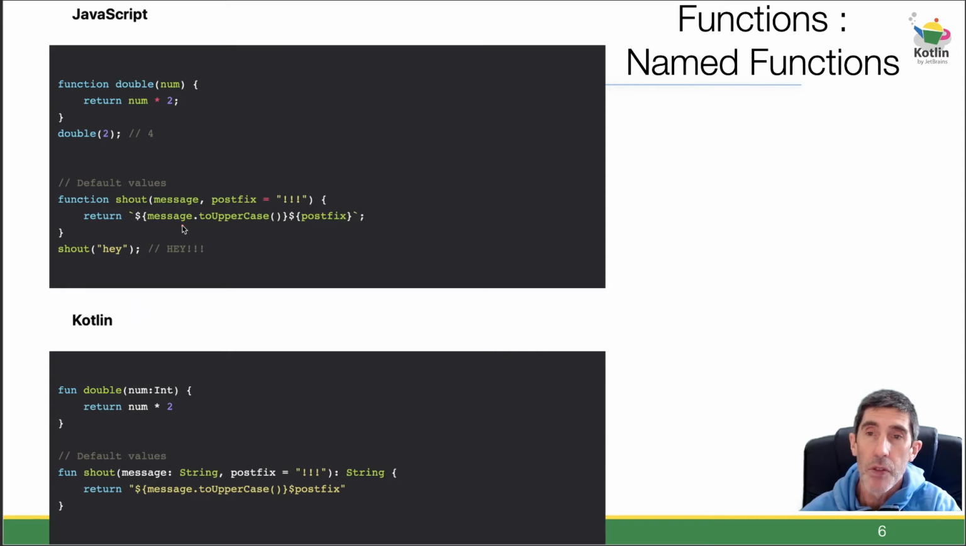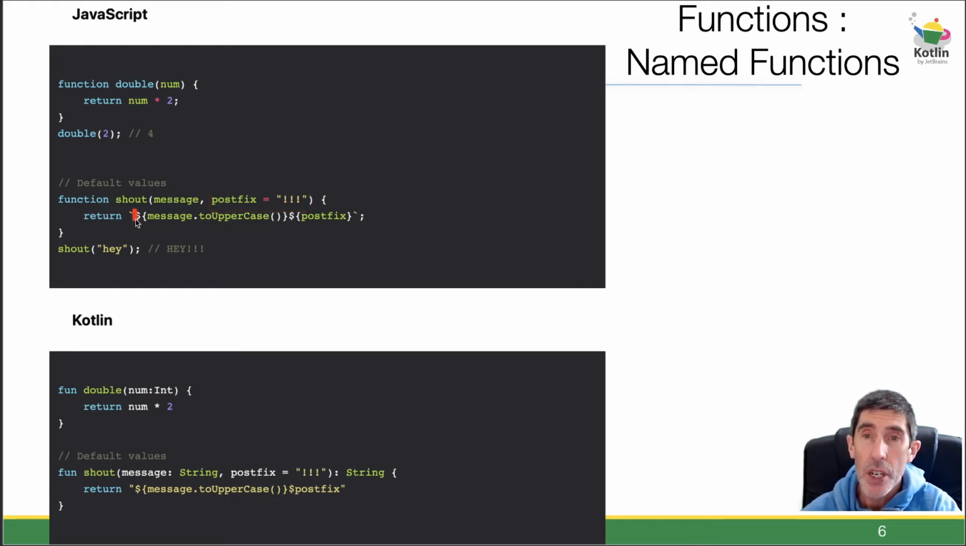In terms of default values, we'll look at this in a little bit more detail on the next slide, but here's our function. Again, I suppose the major difference there is it's function as opposed to fun to identify a function in Kotlin. But back to our JavaScript, we can say function shout, passing in a couple of parameters. Here we have message on its own, but we're also specifying another one there, postfix, and passing in a value. In this case, just our 3 exclamation marks.